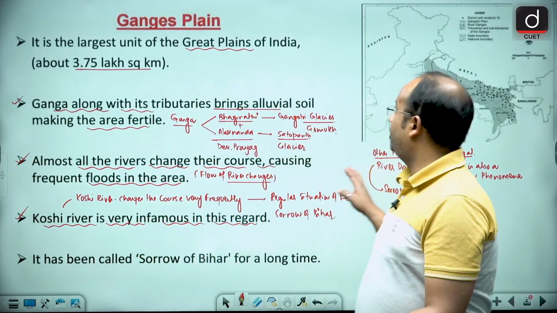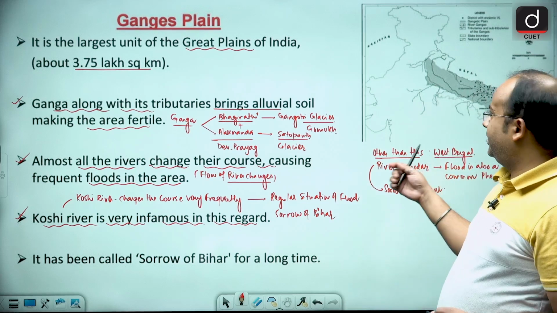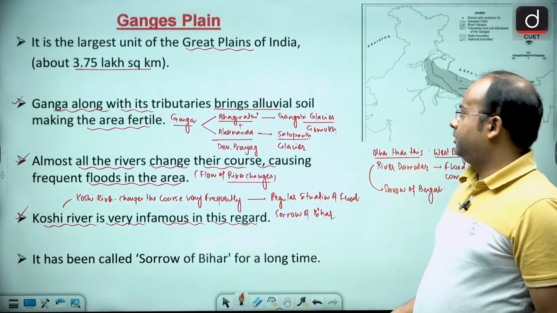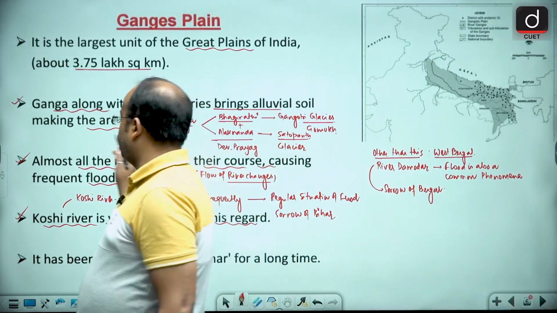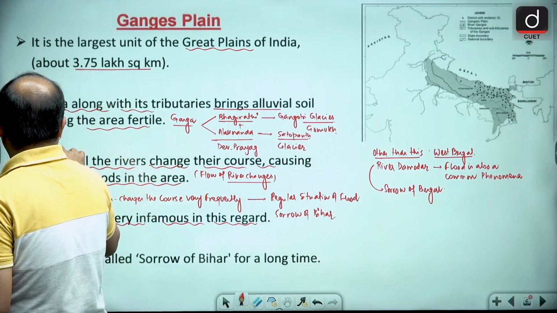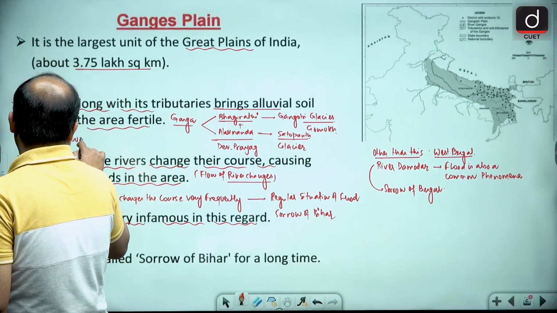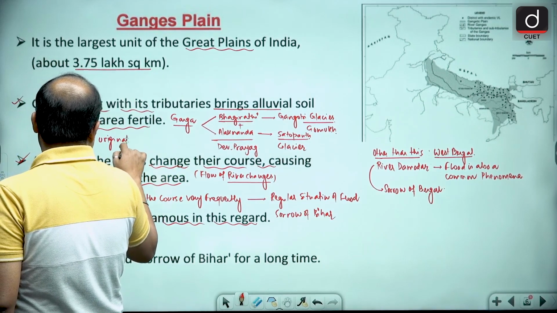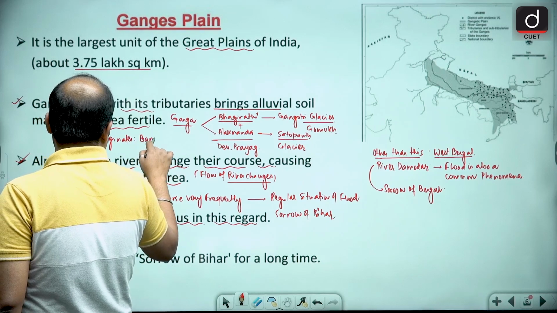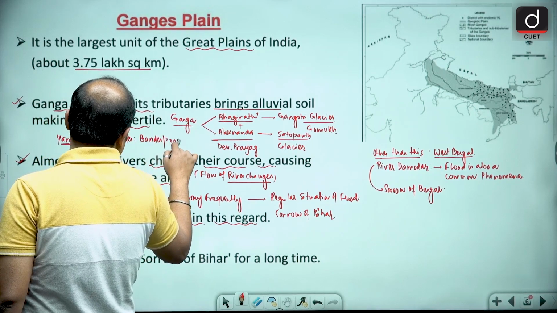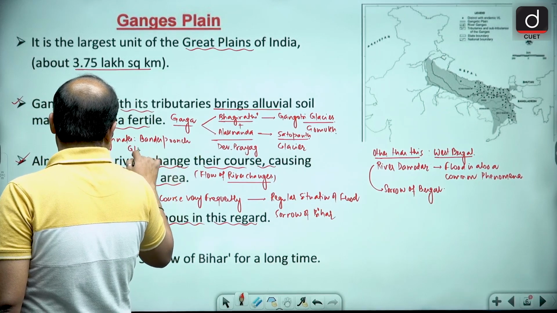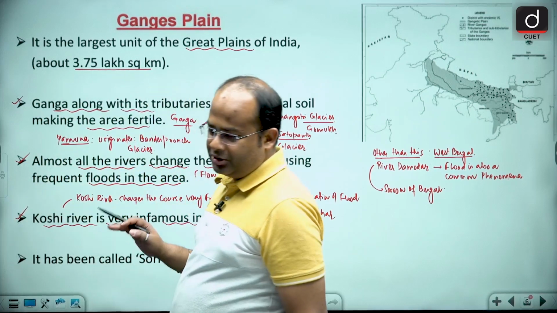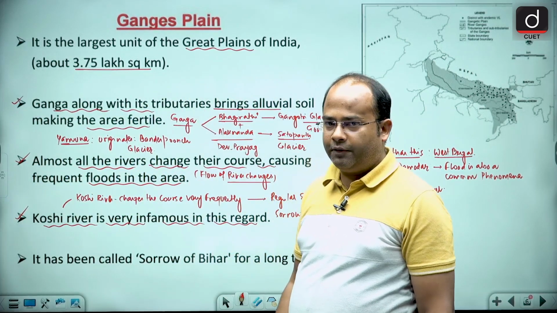Now, this is about the Ganges plain and this river system of the Ganga. Now guys, one of the most important rivers of the Ganga plain, Ganga river system is Yamuna. Yamuna originates from the Bandarpunch glacier. I hope it is clear to all of you.